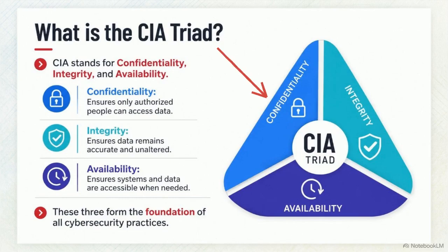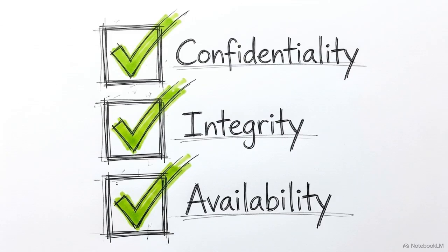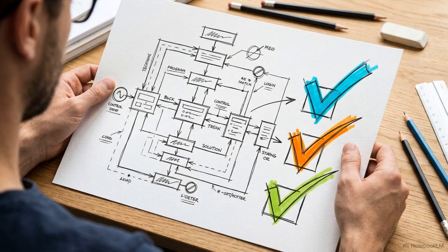Confidentiality restricts data access to authorized individuals. Integrity provides the mathematical assurance that data remains perfectly accurate and unaltered. Finally, availability guarantees systems and data remain reliably accessible when needed. These three requirements provide the specific evaluation criteria for every logical control, ensuring that each tool implemented in a network serves a documented architectural purpose.